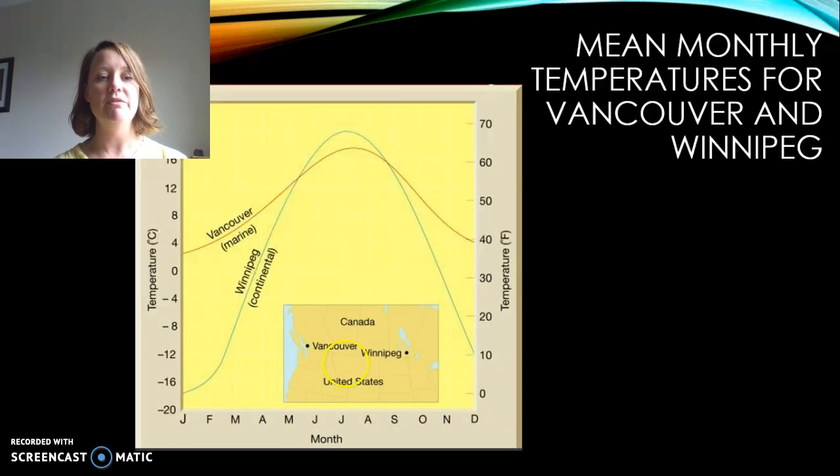Here's another example. Vancouver is a city in Canada that's on the coast, whereas Winnipeg is in the middle of the continent. And you can see Vancouver doesn't have quite the range of temperatures. It's got a much milder winter, whereas Winnipeg, which is surrounded by land, or continental, goes to much more extremes, colder in the winter and even warmer in the summer.